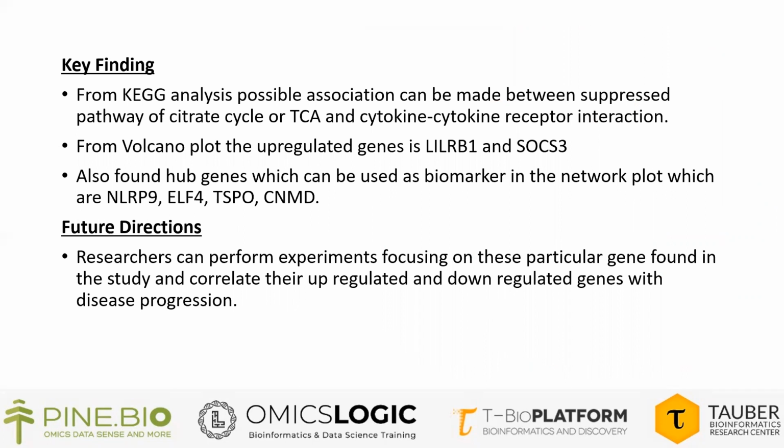From the volcano plot, the upregulated genes are LILRB1 and SOCS3. Also, we found hub genes which can be used as biomarkers in the network plot, which are NLRP9, ELF4, TSPO, and CNMD. Future directions: researchers can perform experiments focusing on these particular genes found in the study and correlate their upregulated and downregulated genes with disease progression.